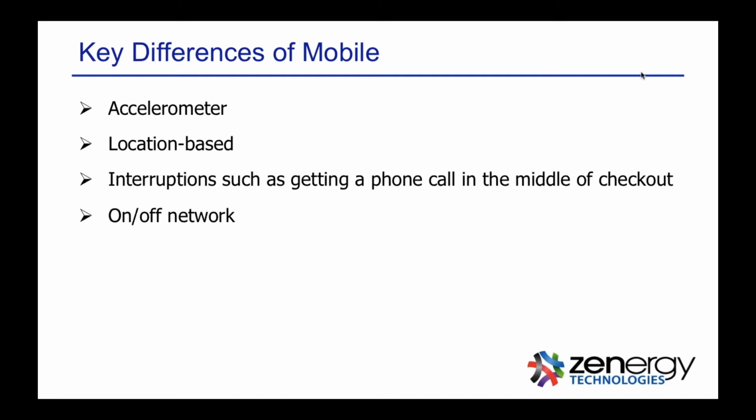Interruption, right? So what we mean by interruption, for example, if I'm actually doing some stuff, right, it actually interrupts me if there's a phone call coming in. That's also a very unique feature of mobile. And then, of course, on-off network. What happens if I'm in the middle of doing a bank transfer and I'm in the driveway doing that, and then I walk into my house? It switches from the cellular network into the Wi-Fi network. How does that affect my application?